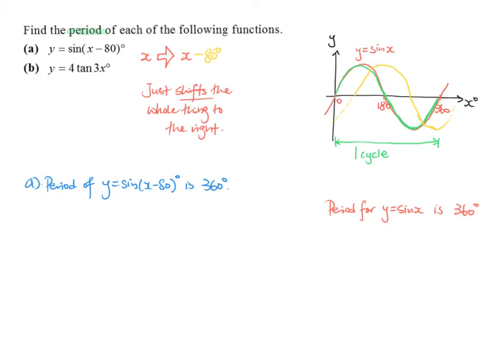It does not change. You may ask, what about a cosine? Cosine graph basically is just a sine x shifted more. So the period is still the same for cosine, same as sine x.